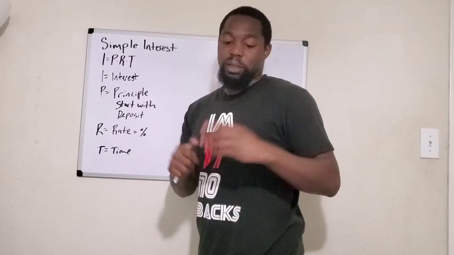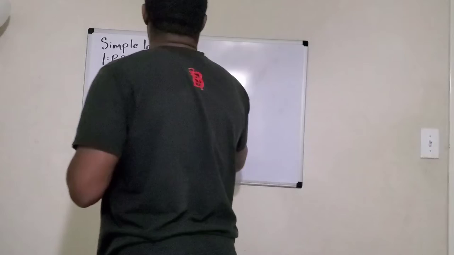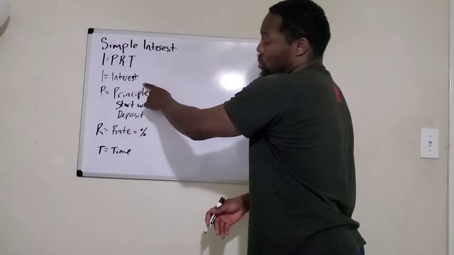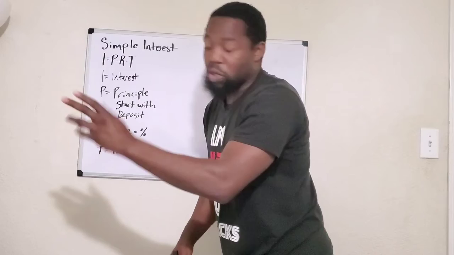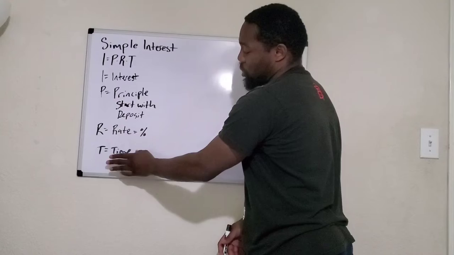Now notice we have to find the balance on this problem. So it always helps that we have these things written out. We don't know our interest, but we do have these right here. We have our principal. It tells us what it is. And like I told you, it tells you that you deposited, or you started with, what does it say? You deposit, so yes, it has deposit. It tells you what your interest rate is, and it tells you the amount of time that it takes.